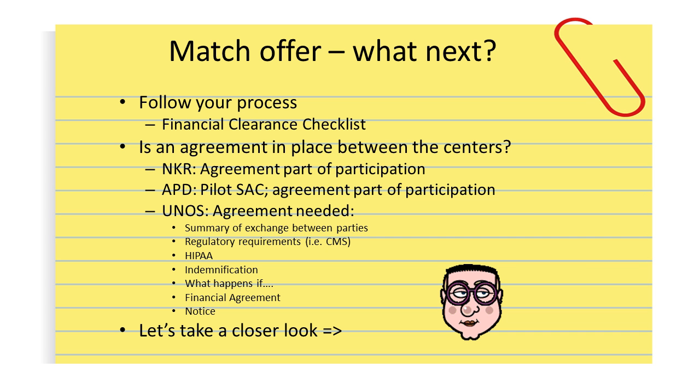So you've entered your pair into the registry, and now what happens? So once you get a match offer, again, you want to follow your process and make sure that you're ensuring that there's financial clearance. The next step we're going to talk about is, is there an agreement in place between the center that you're matching with?